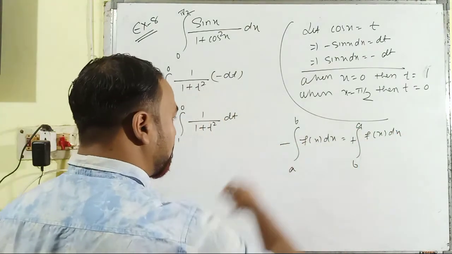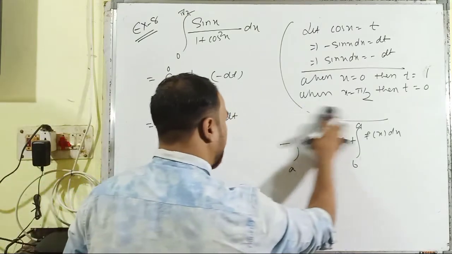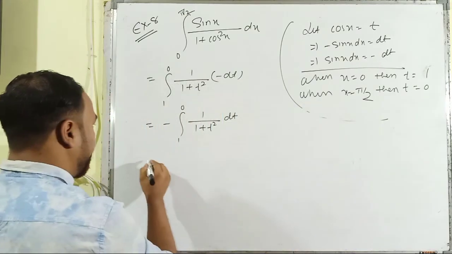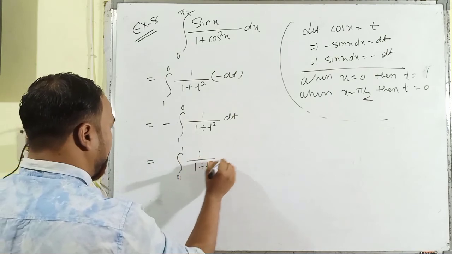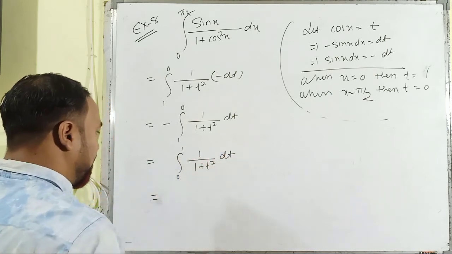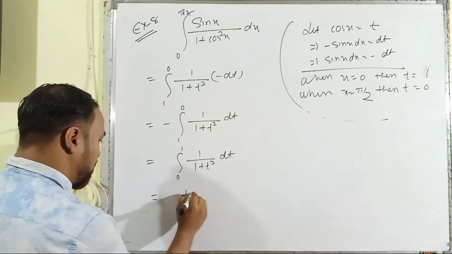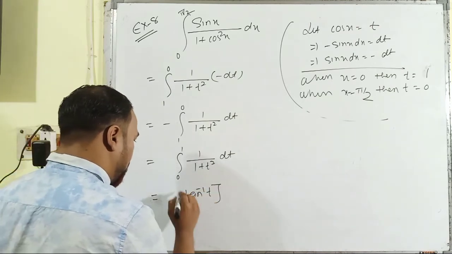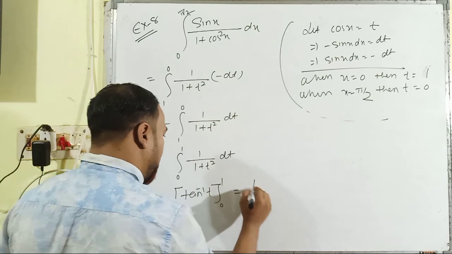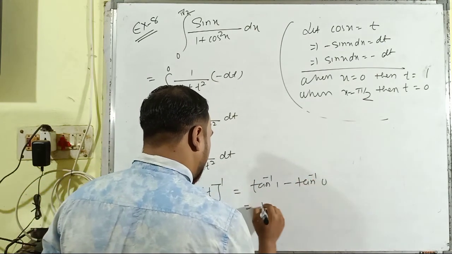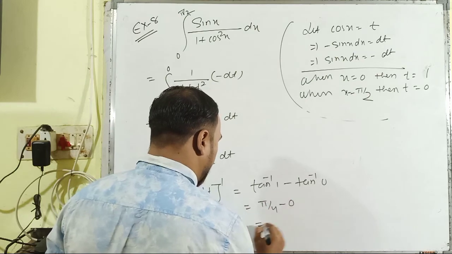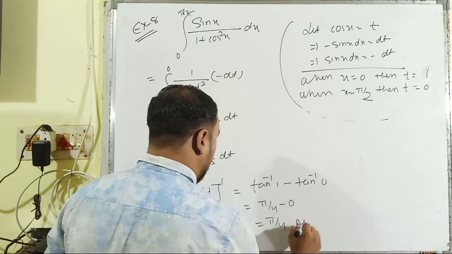So by applying this fundamental property of definite integration here, it will be from 0 to 1, 1 upon 1 plus t square with respect to t. And the integral of 1 upon 1 plus t square is tan inverse t from 0 to 1. So it is tan inverse 1 minus tan inverse 0. So it is pi by 4 minus 0, it is pi by 4, and it is the complete solution of example number 8.